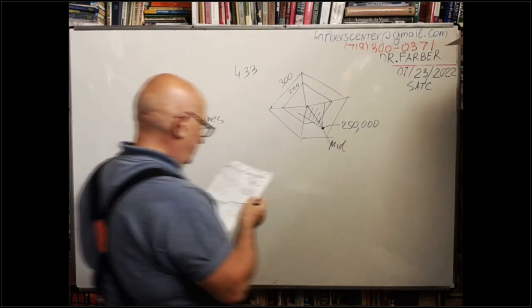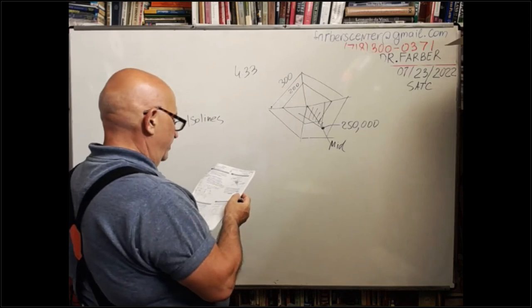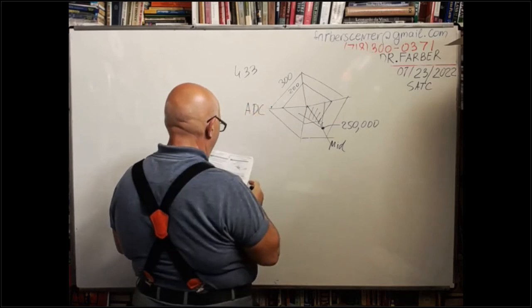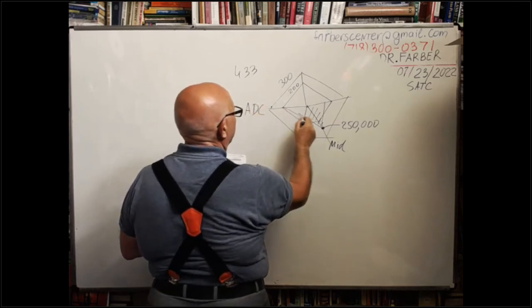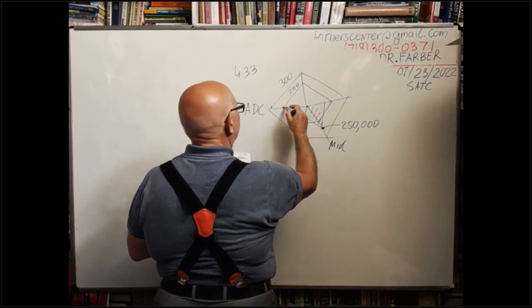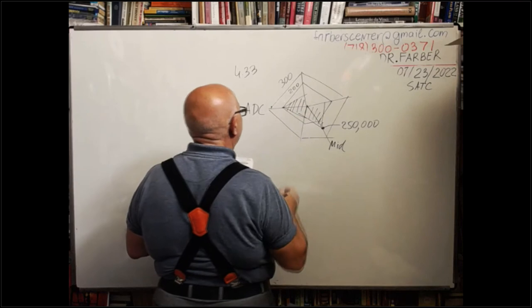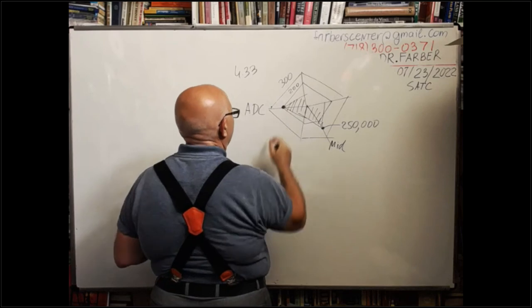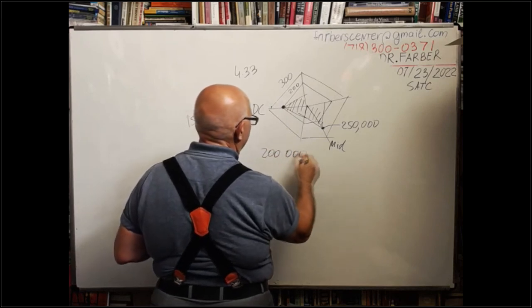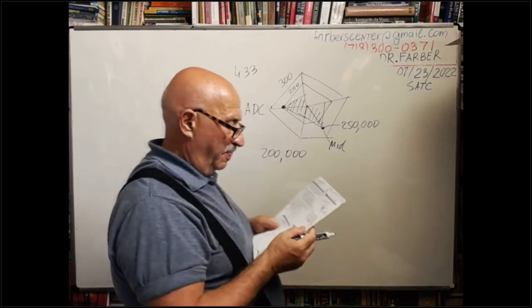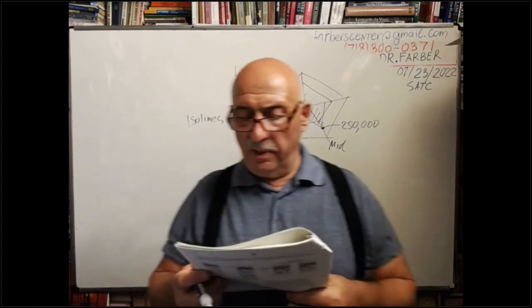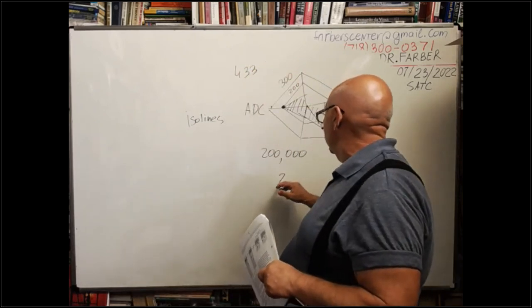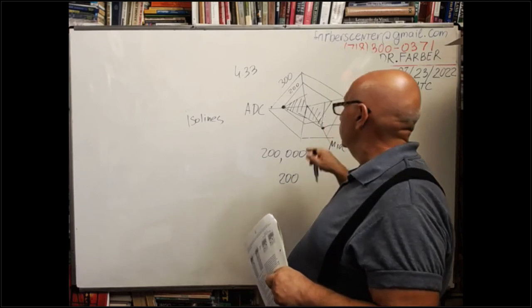And the question is about the ADC player. The ADC player is over there, and the shaded part goes to this place. If you look at this ADC, it is 200,000. But the question asks you to answer in thousands of dollars. If you are asked in thousands of dollars, you're supposed to write 200, because you need to measure in thousands of dollars.